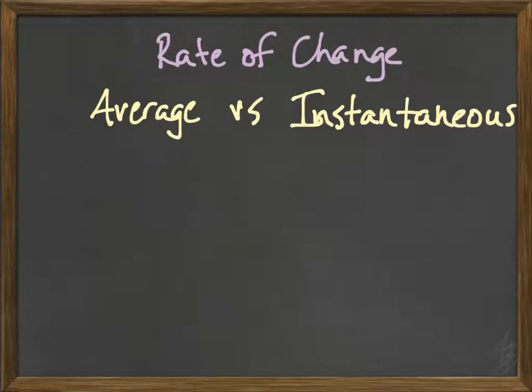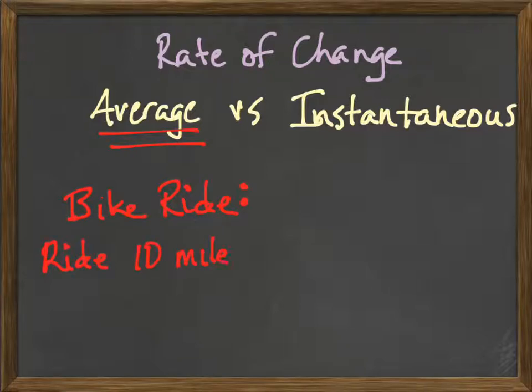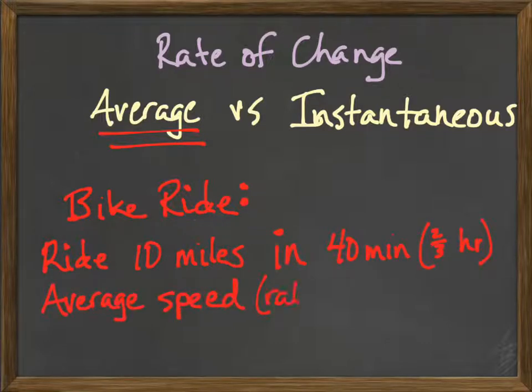The average rate of change is an idea that you've talked about in previous courses, and it's a fairly straightforward idea. Let's say, for example, you're going to go on a bike ride and you ride 10 miles in 40 minutes, which is 2/3 of an hour, and you want to calculate your average speed, which is a rate of change. It's a fairly straightforward calculation.